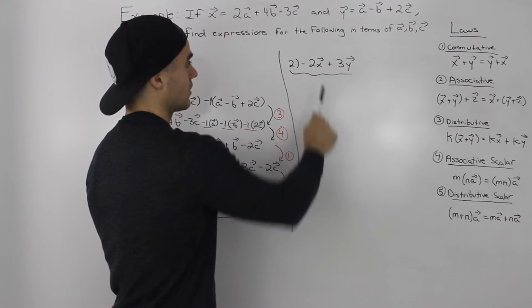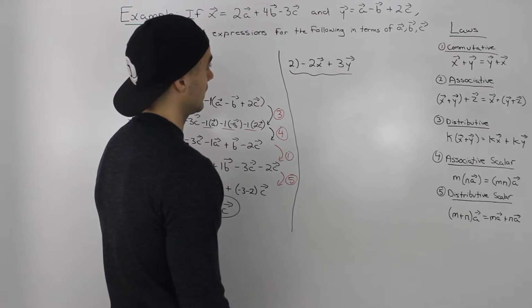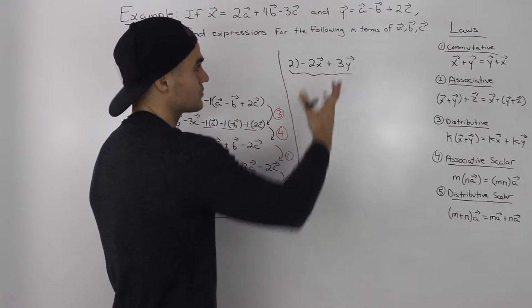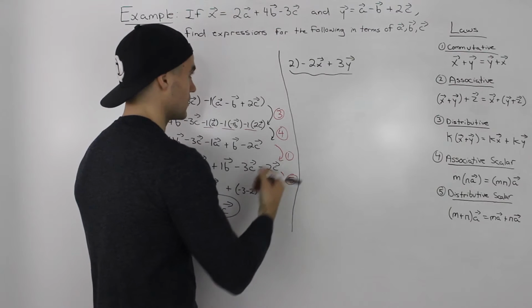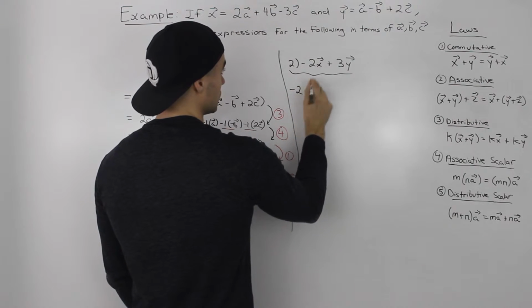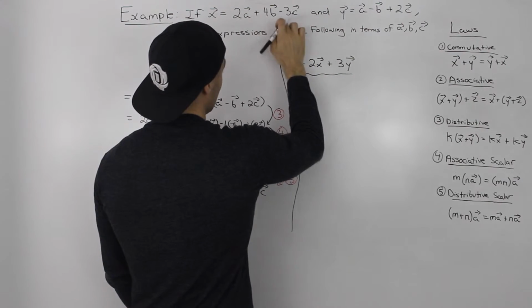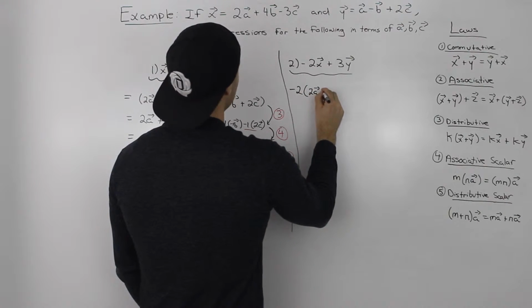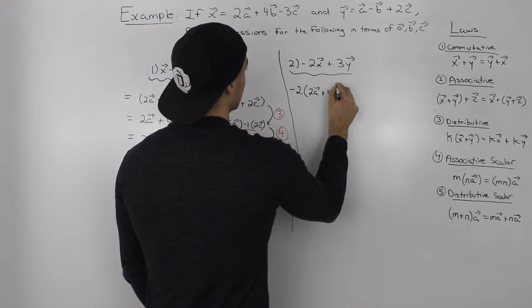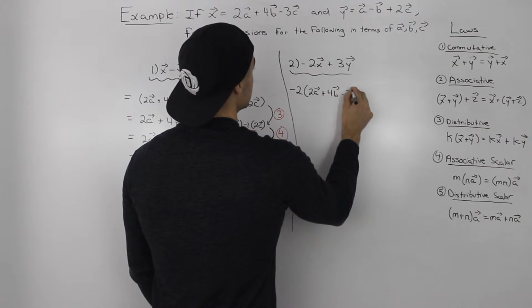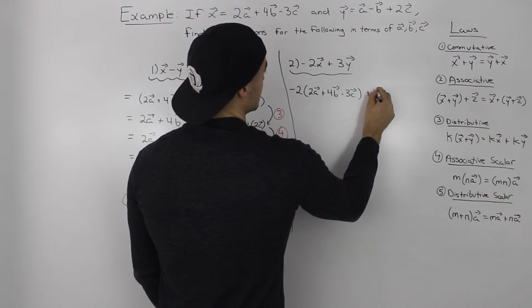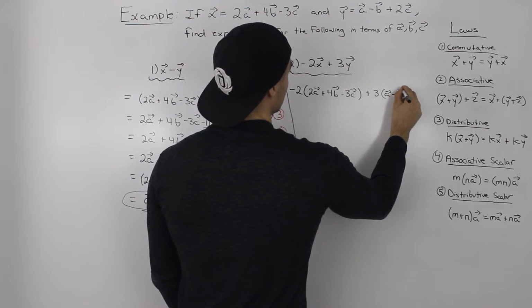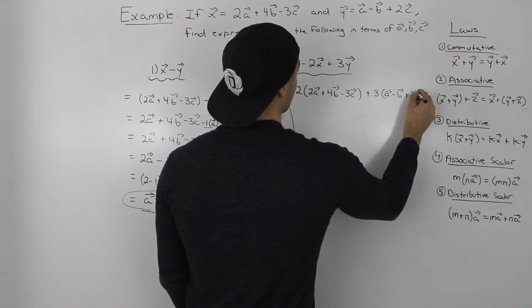Alright, let's do our second expression here. So we got negative 2 vector x plus 3 times vector y, and we need this in terms of vectors a, b, and c. So same thing. Negative 2, let's sub in vector x here. So vector x is 2a plus 4b minus 3c. Plus 3, and then vector y is vector a minus vector b plus 2 vector c.